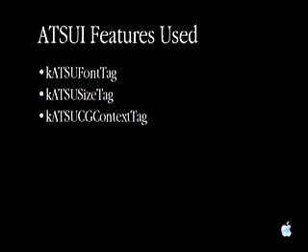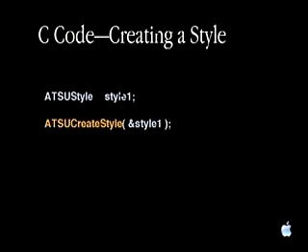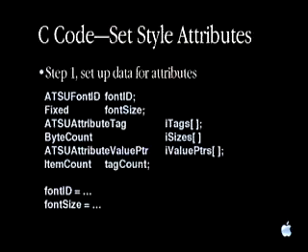Okay. The particular ones that we're going to use here in the style are the font and the size. And for the layout, we're going to use the CG context tag. Okay? And once you've got this all done, then you can draw. And all the examples are going to follow the same pattern. Okay? So these are the particular tags that we're using in this example, the font and the size for the style and the context for the layout. Okay, well, creating a style is pretty easy. One call to create that.